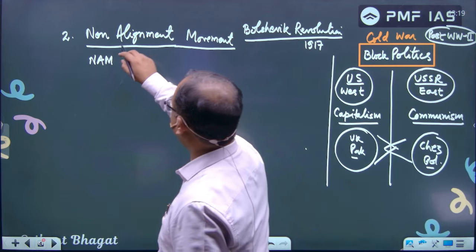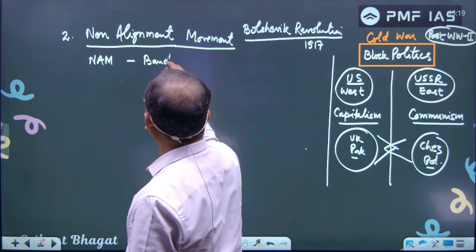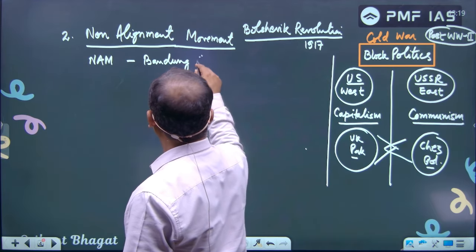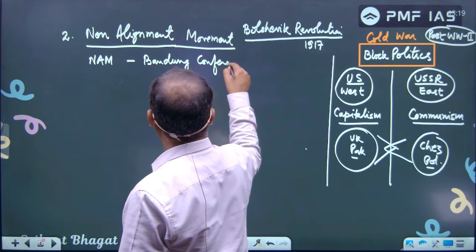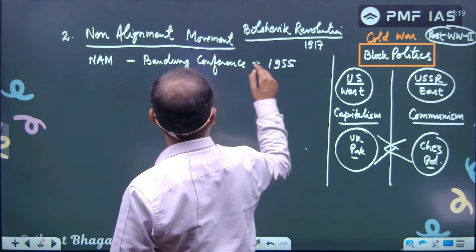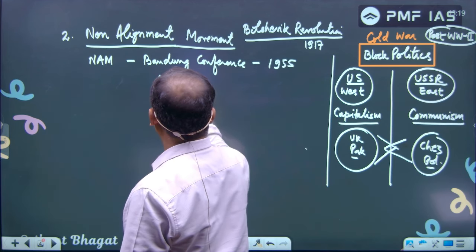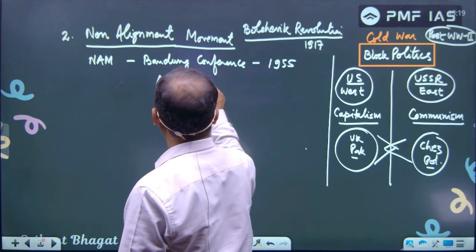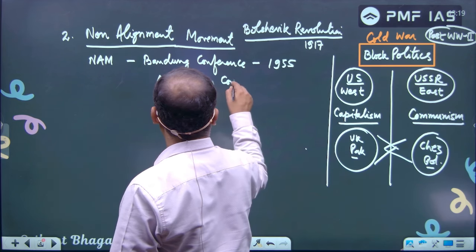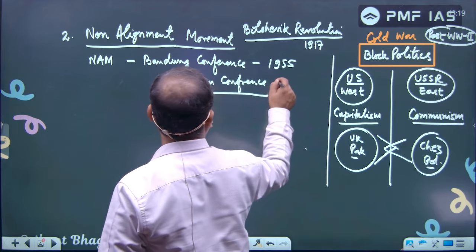This movement has its root in the Bandung Conference. You can write 1955. It is an Afro-Asian conference held in Bandung, Indonesia.